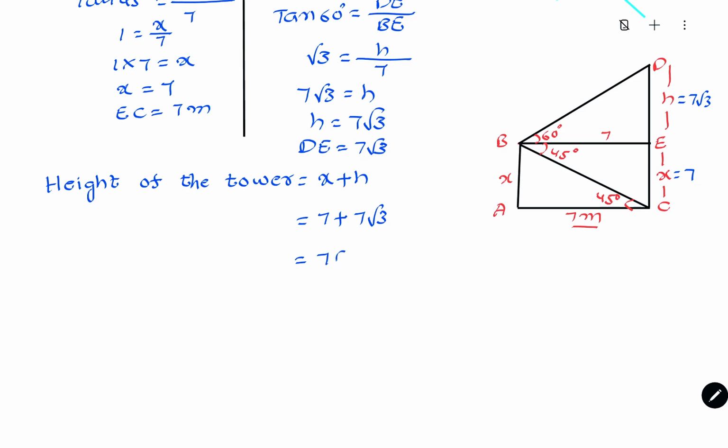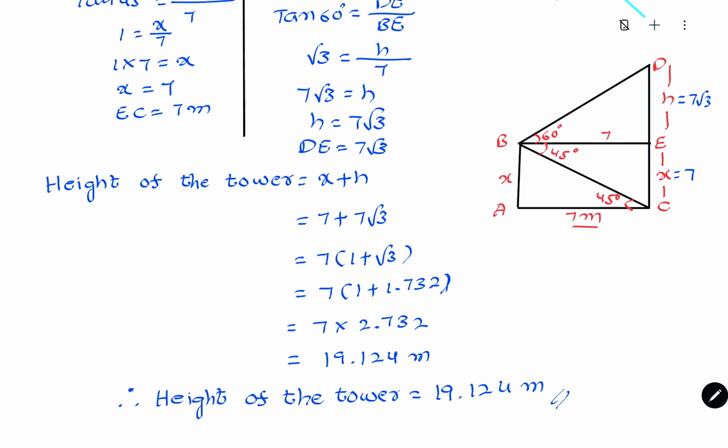Now take common 7, then 1 plus root 3. We know the root 3 value. 7 into 1 plus 1.732. Here 7 into 1 plus 1.732 is 2.732. If you multiply 7 into 2.732, then we will get 19.124 meters. Therefore, the height of the tower is 19.124.